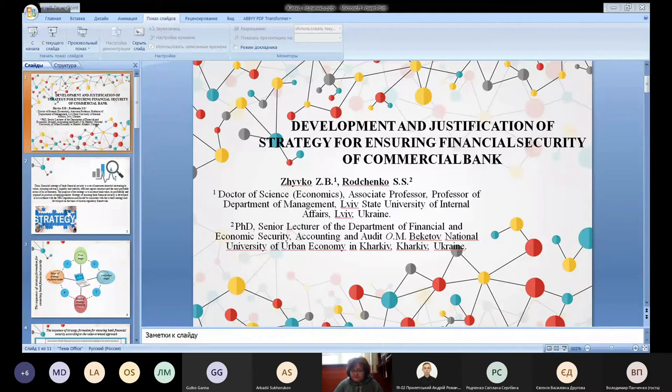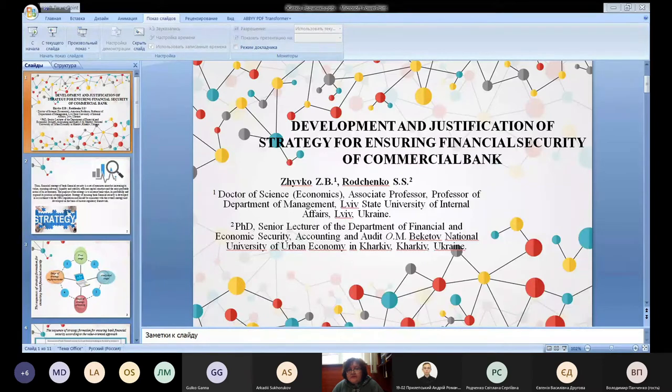According to the development methodology, the level of bank financial security should be assessed in terms of five levels: optimal, sufficient, satisfactory, low, and critical. The approbation of this method is carried out on the example of two state banks, the State Savings Bank of Ukraine and the State Export-Import Bank of Ukraine. The results of the calculation of financial security levels of state-owned banks are shown in our slide. The results of the integrated indicator of financial security of state-owned banks indicated a low level of their financial security.